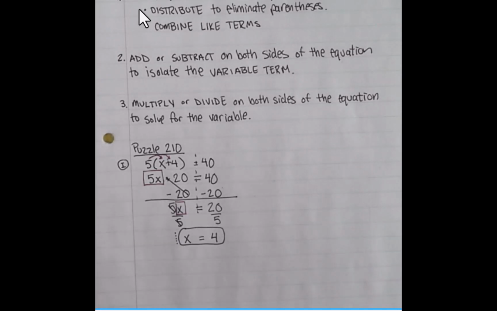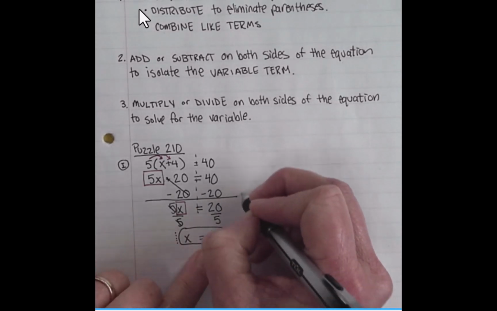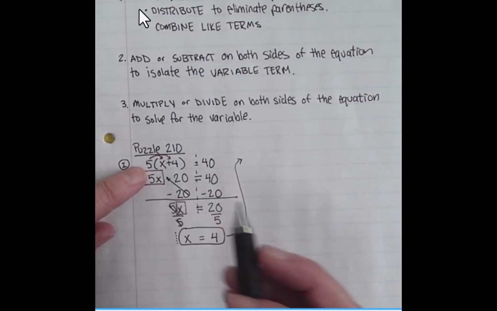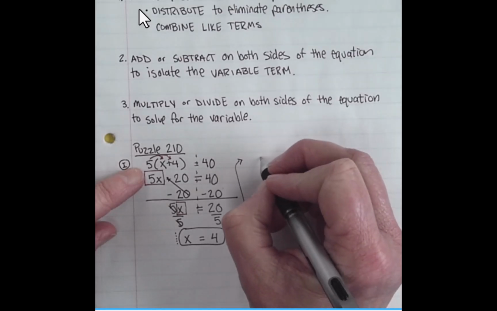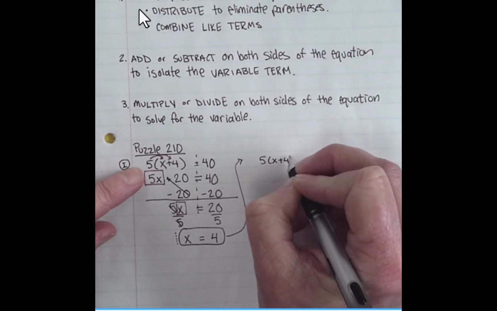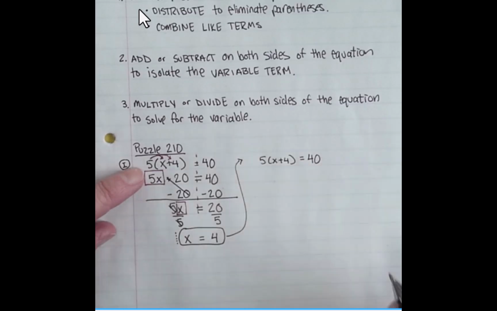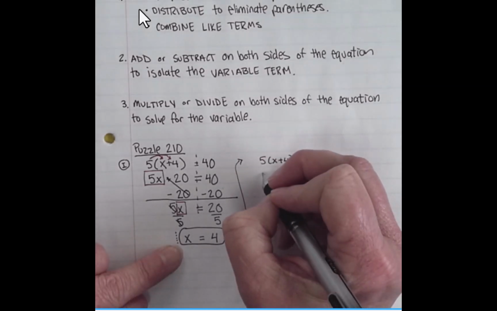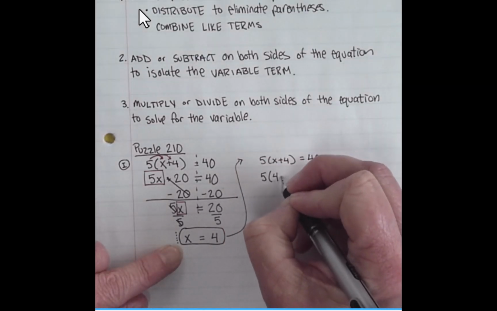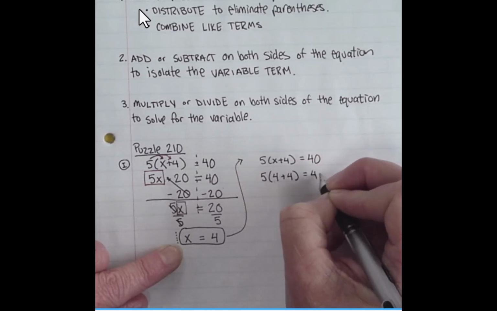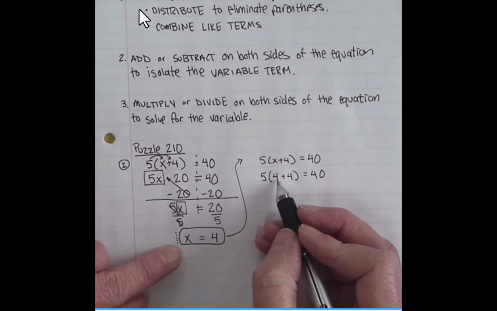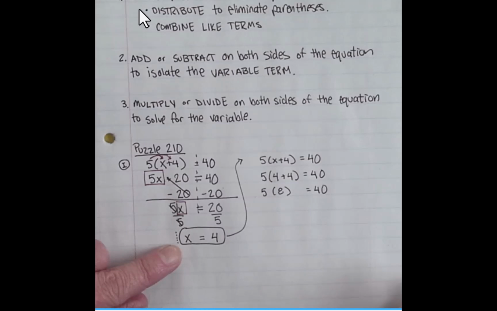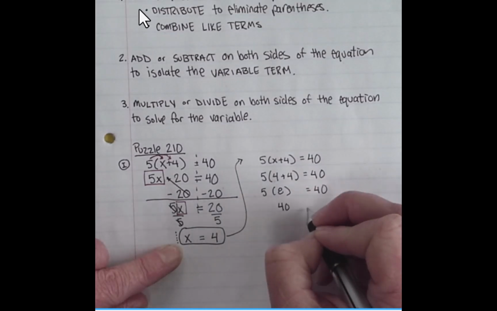Now you don't have to check your work tonight, but I just wanted to show you. If you did want to check your work, you could just substitute 4 in wherever you see x in this equation. So if this is my original equation, I could even do this in my head if I was in a hurry. I could just change this x to a 4. That's what I just decided my answer was. And let's see if that works. Well, 4 plus 4 is 8. 5 times 8 is 40. Looks like it worked.